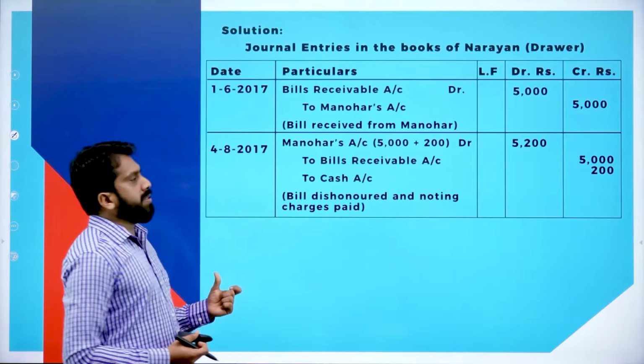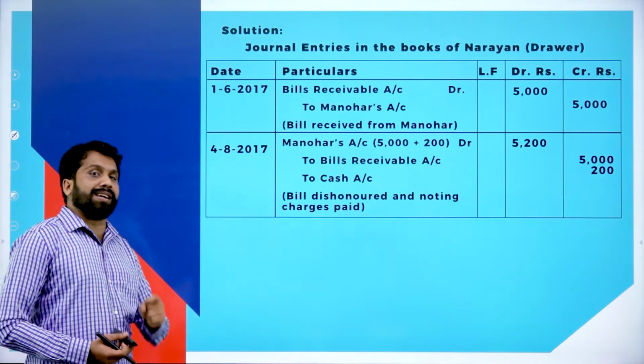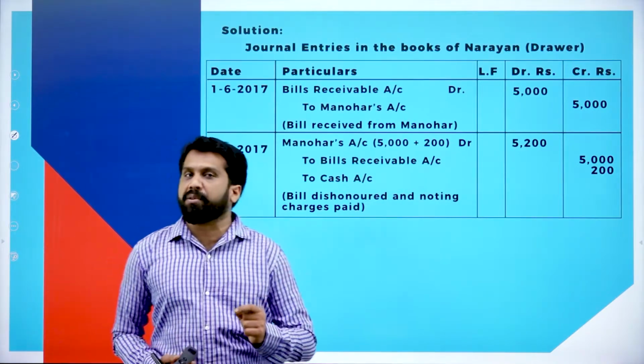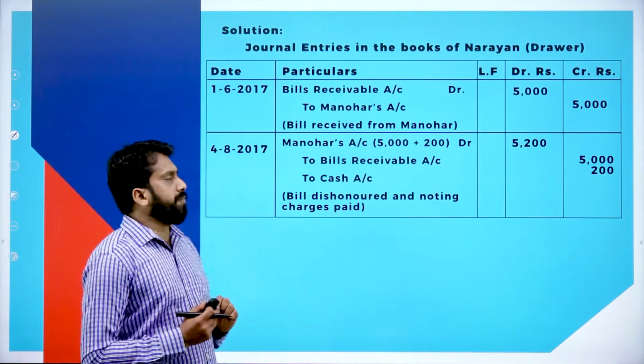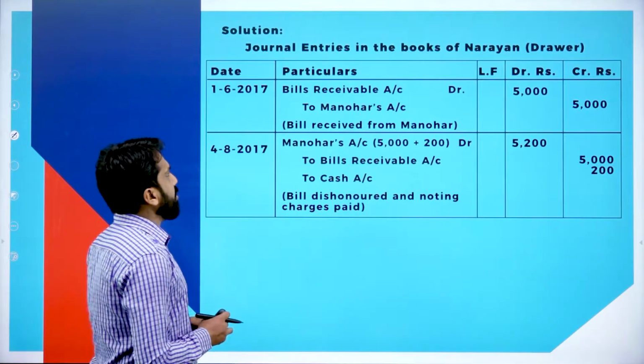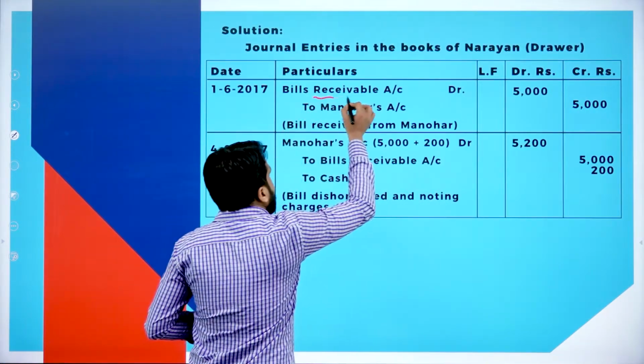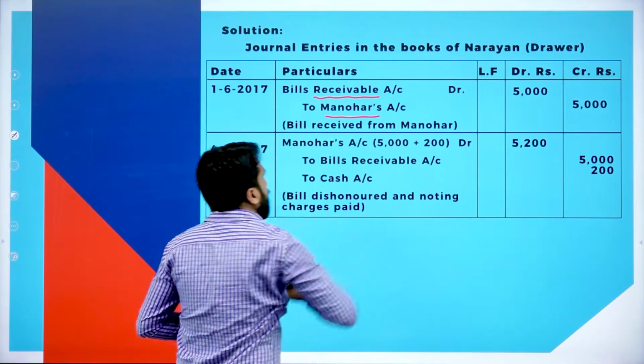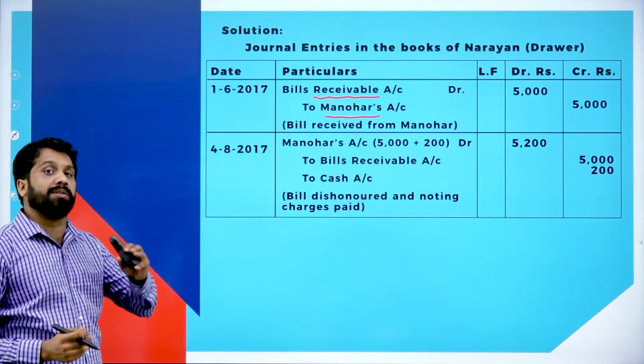Now, these are the journal entries in the books of what? Seller, or else we can call it drawer. Now, what is the first journal entry? Bills receivable account debit to Manohar account. Why is it Manohar account?